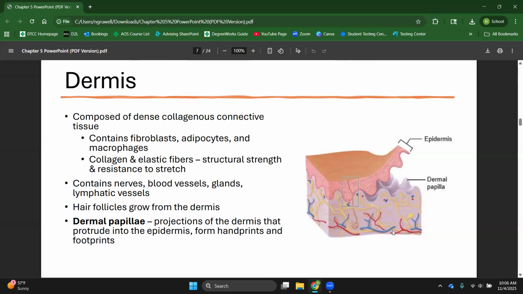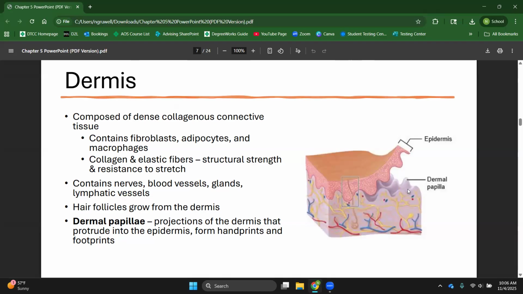We already said this earlier, but another reminder, this is where all of our blood vessels, nerves, glands, lymphatic vessels, a lot of our accessory structures are. So we don't find much in that keratinized epidermal layer. We find it all in the dermal layer, and the nutrients are going to diffuse up into the epidermis.